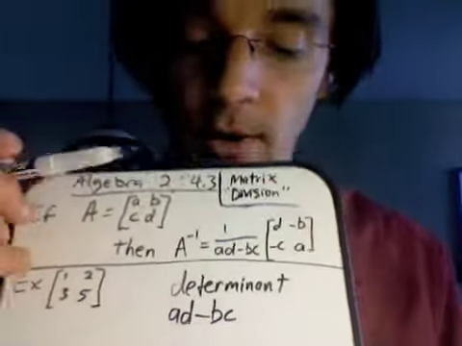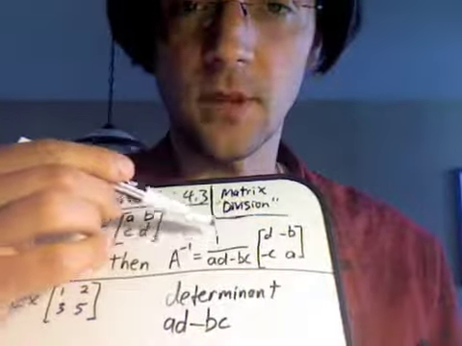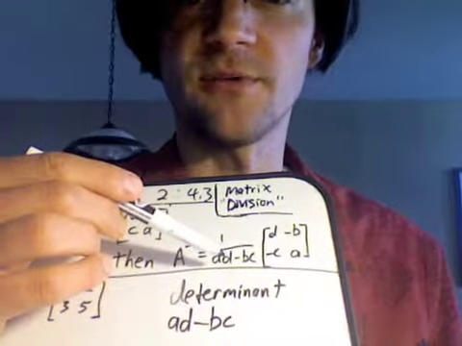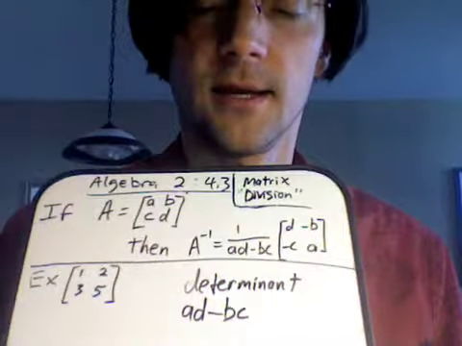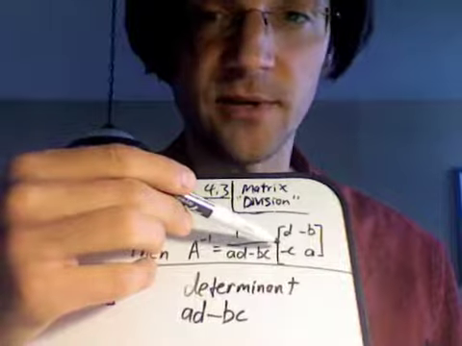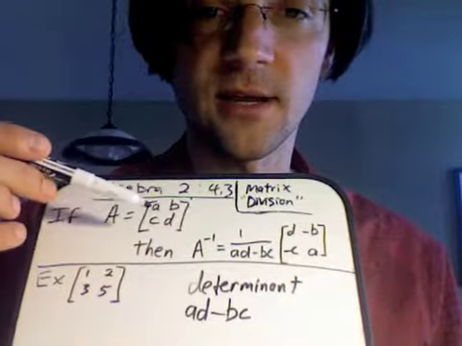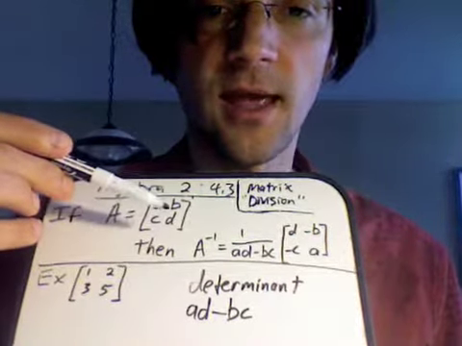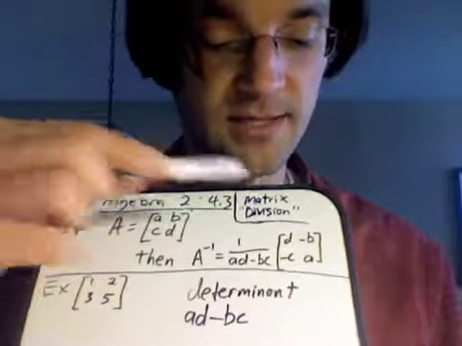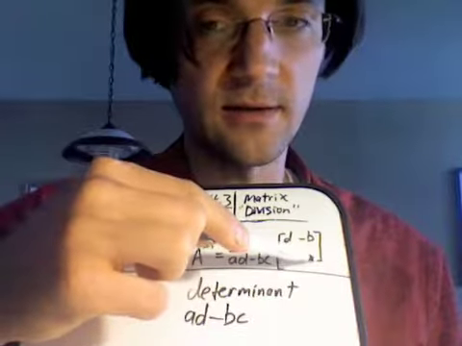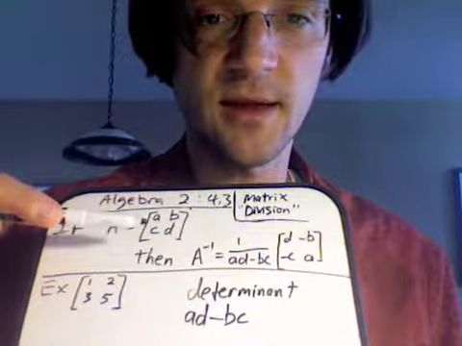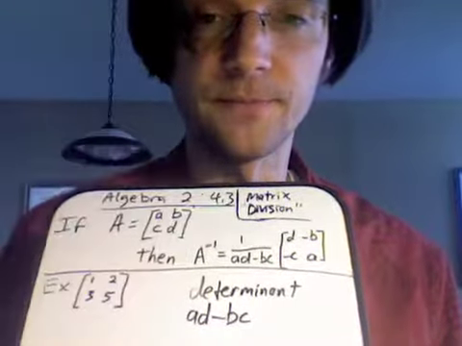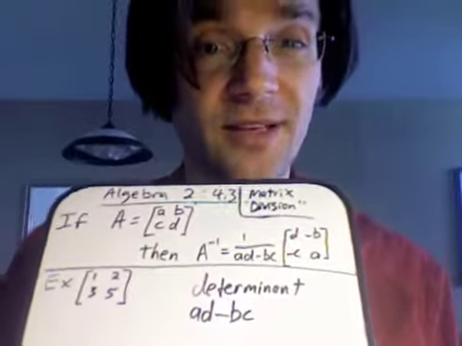Then we're going to do 1 over that. Whatever that number is, maybe that number is a 4, then we'll have 1 over 4. And then that's times this matrix. Now compare this and the original. A and D have swapped places, so D's up here and A's down here. And B and C stay where they are, but they get negatives put in front of them. Okay, so that's all you have to do.